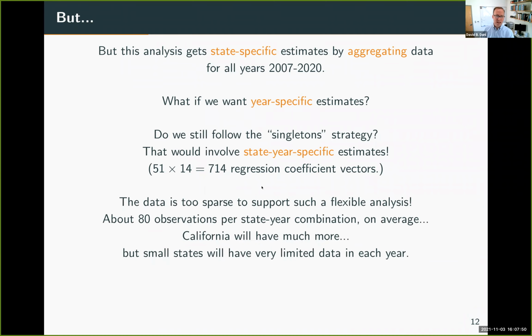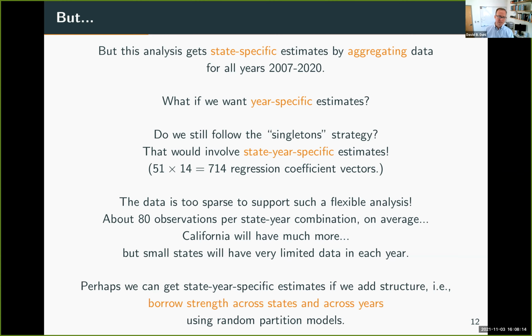And so the data is going to be too sparse to support such a flexible analysis. There are about 80 observations per state-year combination. And in fact, for California, the most populous state, that's going to work fine. We'll have more than 80 observations, and we'll be able to estimate that just fine. But for small states, we have very limited data, and we'll have a very hard time estimating state-year specific estimates. So perhaps we can get state-year specific estimates if we add some structure to the problem. That is, if we can borrow strength across the states and across the years using random partition models.